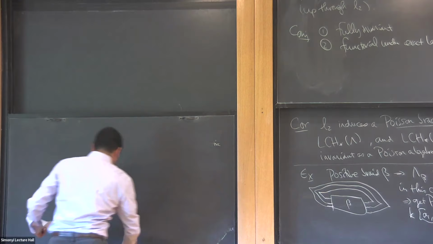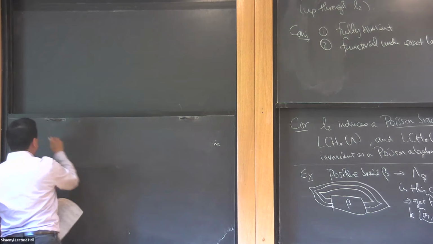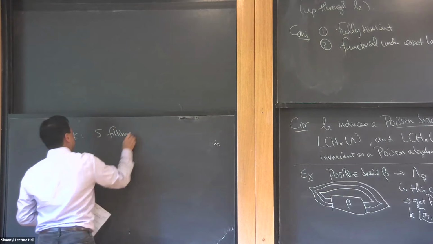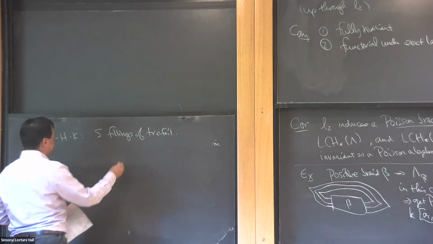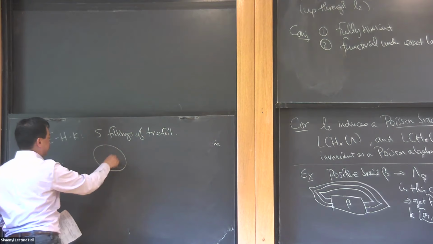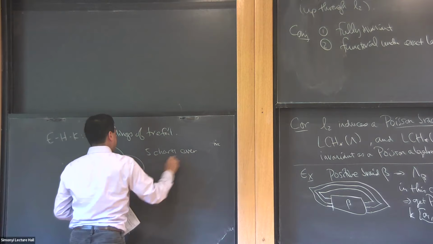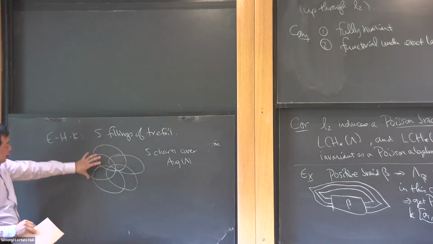So what happens in this example of the trefoil? This is actually a special case of something that I won't have time to get to, which involves cluster structures. Ekholm, Honda, and Kálmán tell us that there are at least 5 fillings of the trefoil that are different up to Hamiltonian isotopy. And they each give some sort of chart from K star squared into this. This variety is a two-dimensional variety. So we have 5 two-dimensional algebraic tori that sit like this, and these 5 charts cover the entirety of the augmentation variety of lambda. The fact that they aren't identical to each other tells you that all of these 5 fillings are distinct from each other.